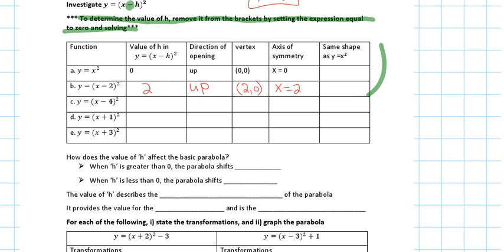Okay, and then we said that's a horizontal translation. Vertical means up and down. This is horizontal, left and right. I'm going to use HT from now on. 2 units to the right. I'm just going to write 2 and 3.